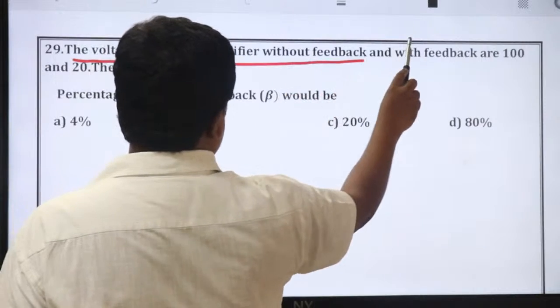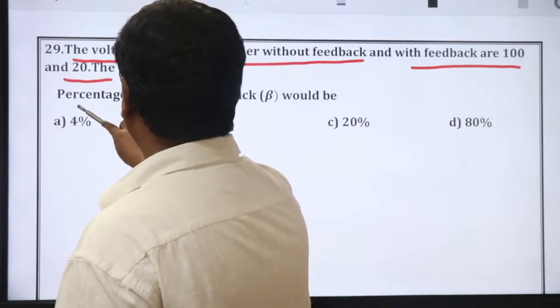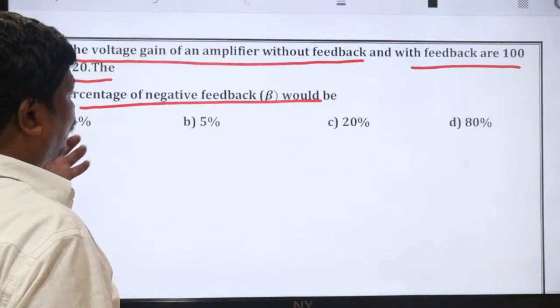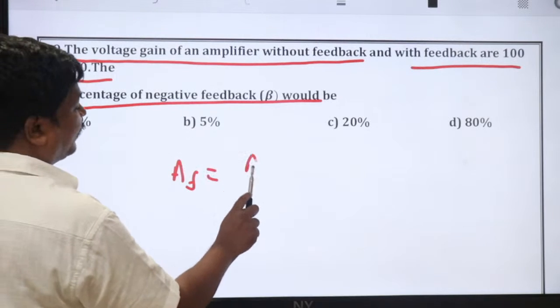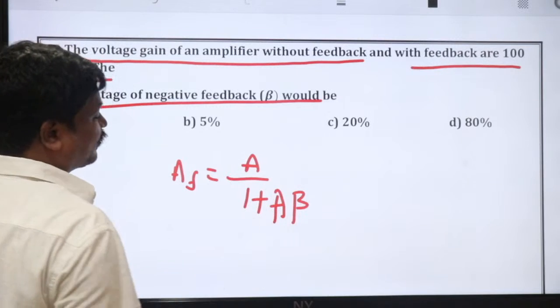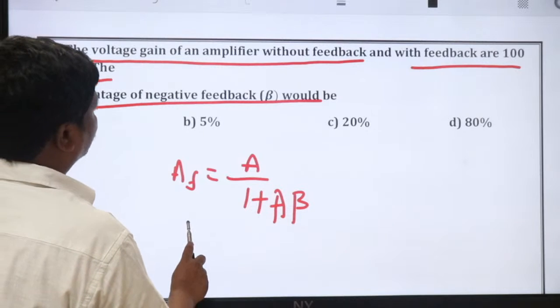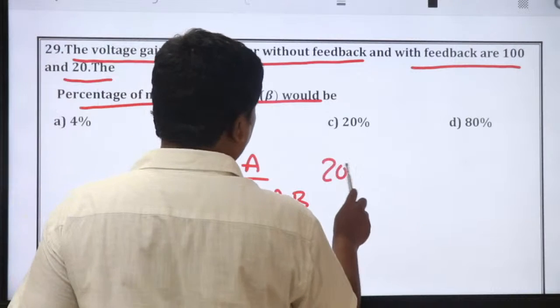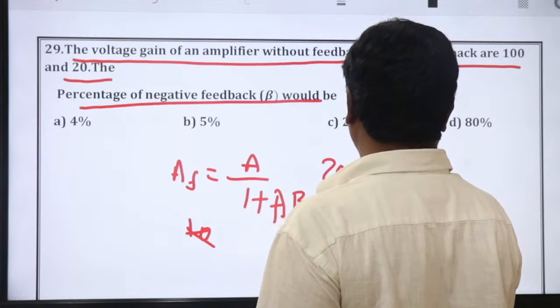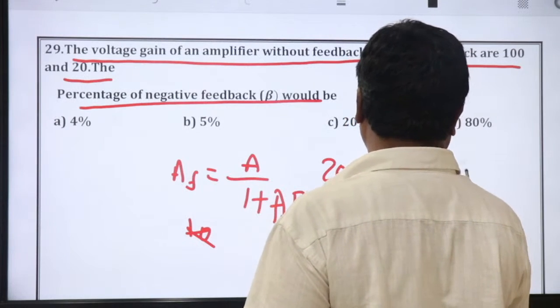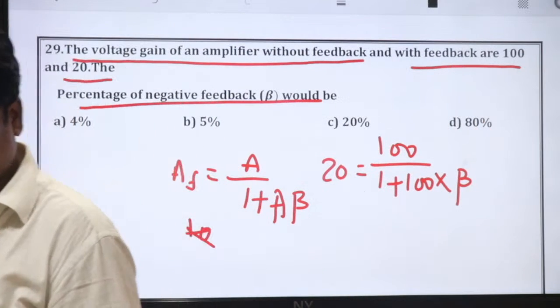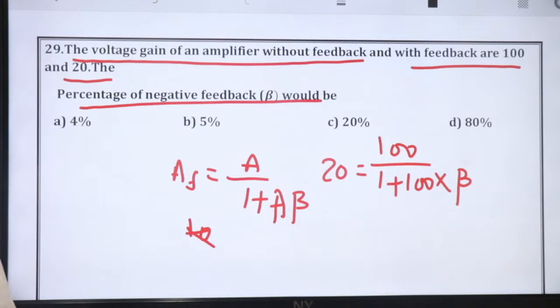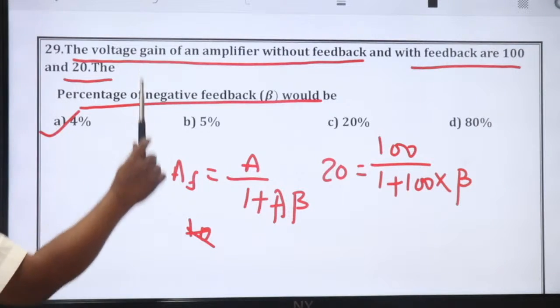The voltage gain of an amplifier without feedback and with feedback are 120. Then percentage of the negative feedback, beta, they want to calculate. So what is AF equal to? A by 1 plus A beta. AF is equal to A by 1 plus A beta. What is AF? 20. 20 is equal to 100 by 1 plus 100 into beta. Beta you have to calculate from this. The beta is 4%. If you calculate that, you are going to get that 4%.